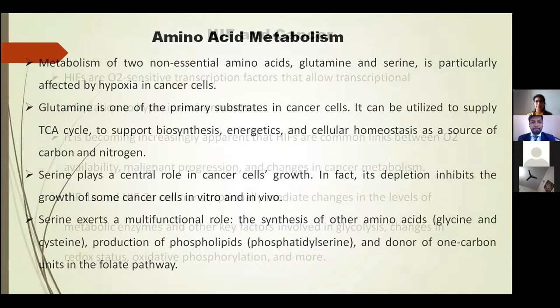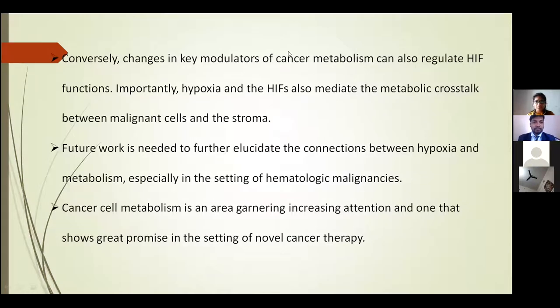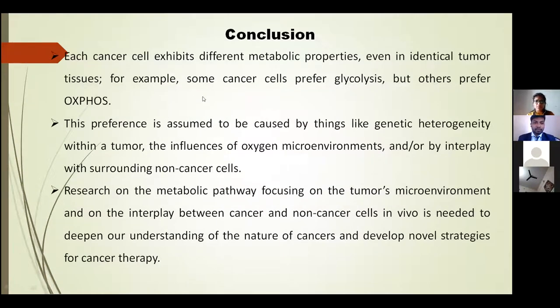Okay. So we came to a conclusion. Each cancer cell exhibits different metabolic properties, even in identical tumor tissue. For example, some cancer cells prefer glycolysis and others prefer the oxidative phosphorylation pathway. This preference is assumed to be caused by things like genetic heterogeneity within a tumor, the influences of oxygen microenvironment, and by interplay with surrounding non-cancerous cells. Research on the metabolic pathway focusing on the tumor's microenvironment and on the interplay between cancer and non-cancer cells in in vivo condition is needed to deepen our understanding of the nature of cancer and develop novel strategies for the therapy of cancer.